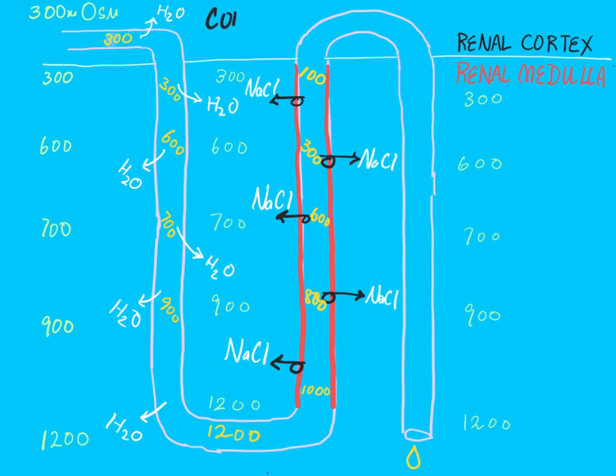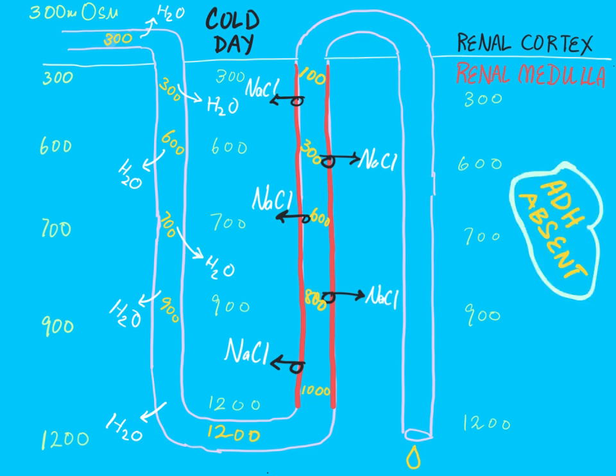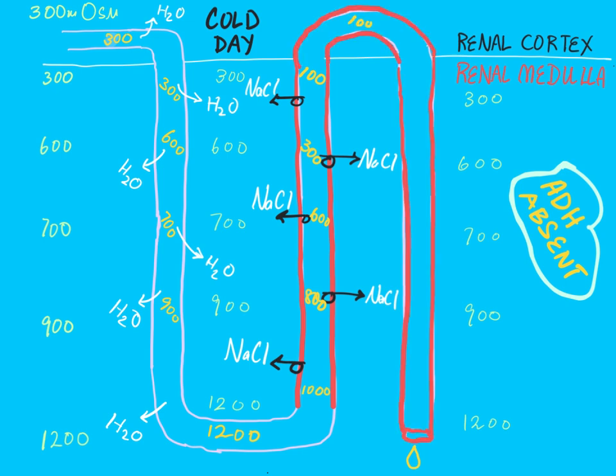The opposite happens on a cold day because we don't lose as much body fluids through our skin. So the posterior pituitary responds by producing very little ADH or no ADH. In the absence of ADH, the DCT and the collecting duct become impermeable to water. So water cannot follow the salt, and the hypotonic fluid that arrived at the DCT is what leaves the collecting duct as urine. So we produce a large quantity of very dilute urine on a cold day because we don't have to conserve as much water.